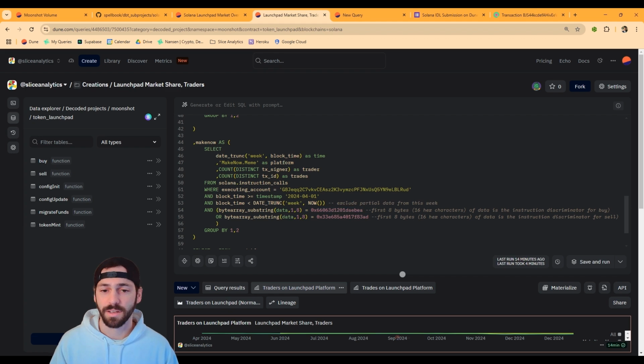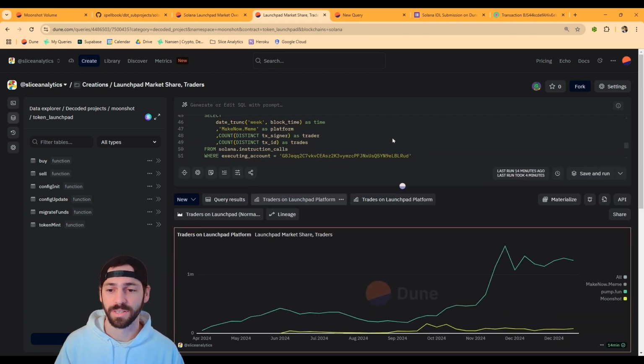So we did that on this top one. We found that this was the discriminator for buy. And then by submitting a sell transaction, I was able to look at the data and determine that this was the discriminator for sell. So if we isolate by those, we're able to grab all instruction calls that include all buys and all sells, and then we're going to repeat the same thing we did on the above two. We're going to group by the week, count the transaction signers, and count the transaction ID number. And if we put all that together, we get a really nice weekly table of the total number of traders by week for each protocol.